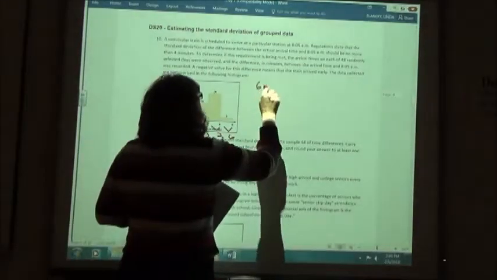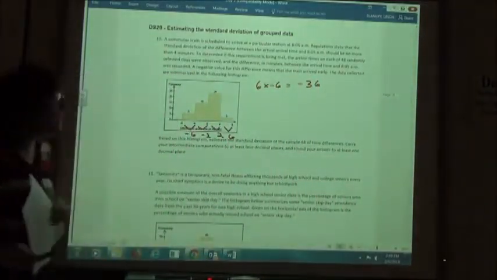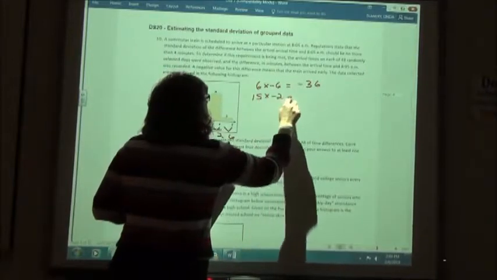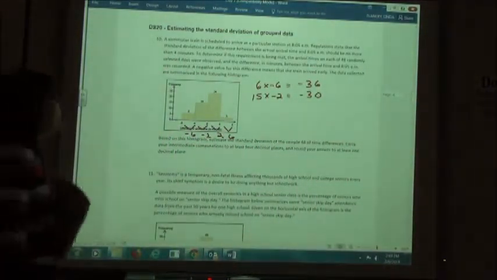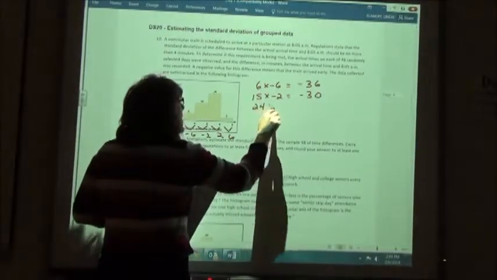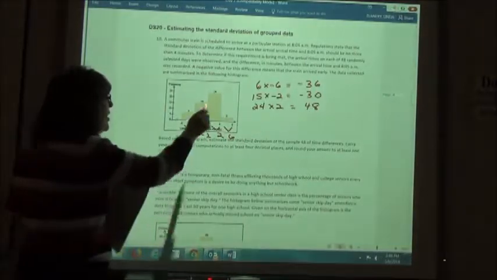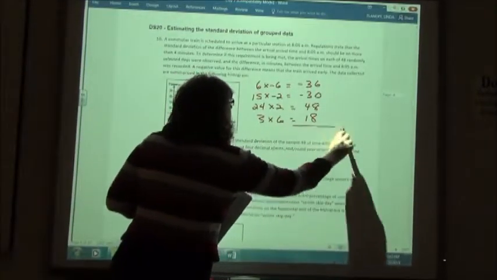So now we're going to take each of our numbers in our table and multiply them times those midpoints. We have 6 times -6, which is -36. We would have 15 times -2, which is -30. We have 24 times 2, which is 48. And then we have 3 times 6, which is 18.